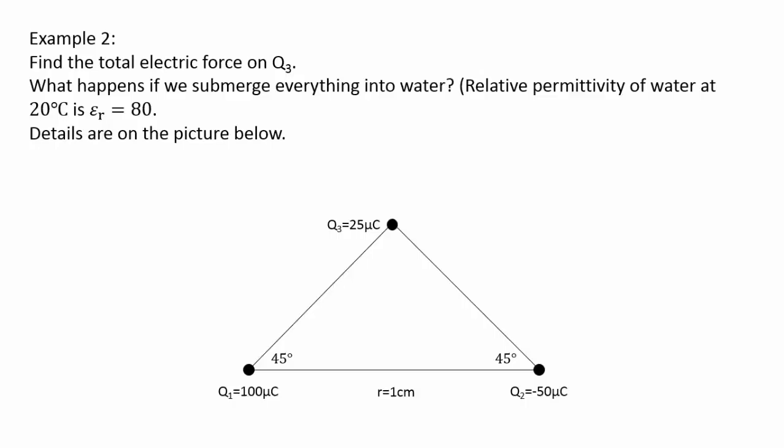Example number 2. Find the total electric force on the charge Q3. And then the second part of the example, what happens if we submerge everything into water? Relative permittivity of water at 20 degrees Celsius is epsilon R equals 80. The rest of the details are on the picture below.